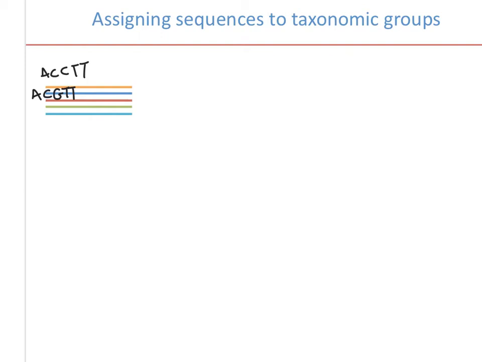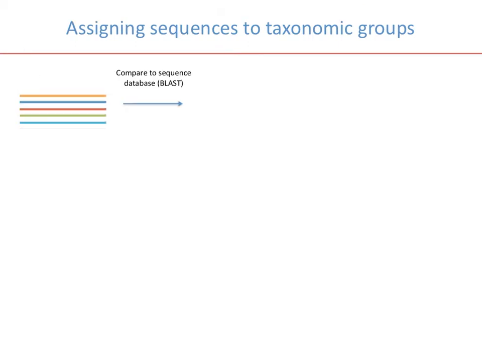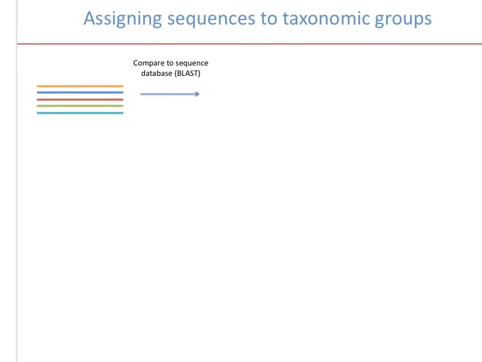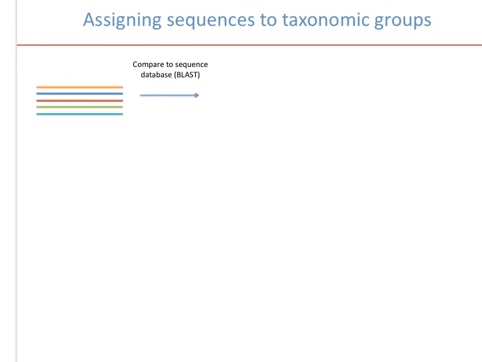Okay, so now we have those sequences. We still don't know who's there, right? Our end goal is to know who's there, and this isn't telling us who's there. So what do you do next? You compare to a database. And you're going to hear me refer to databases over and over and over again.